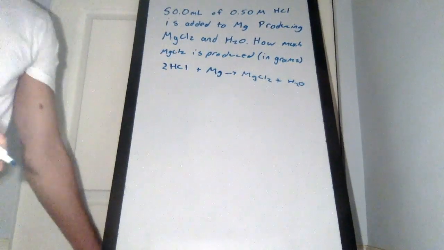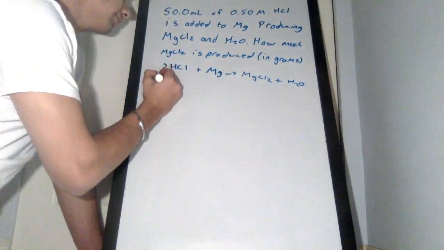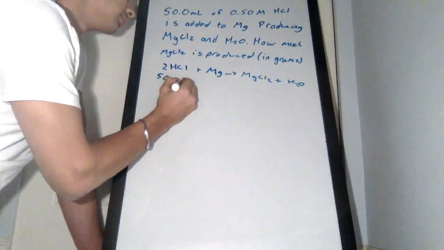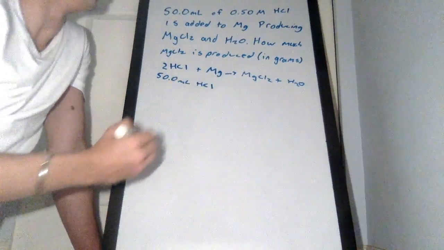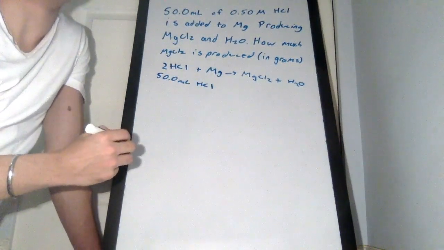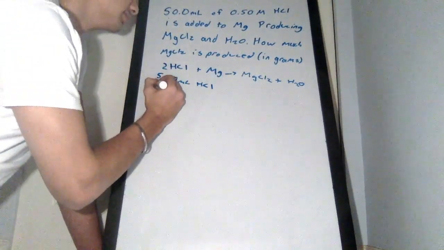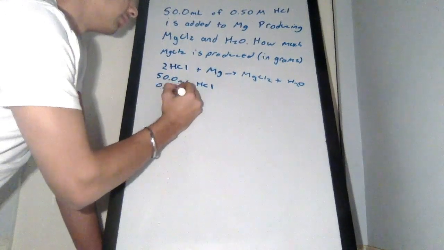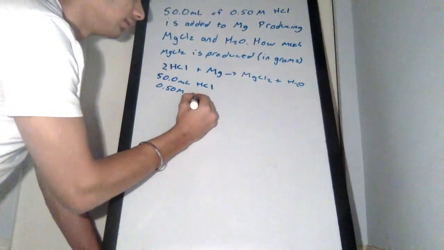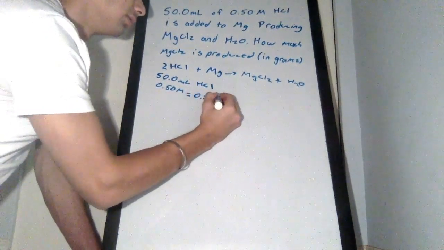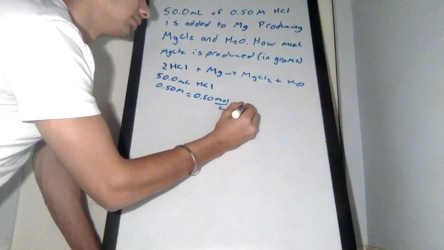All right, next up, we have to write down all of our values that we have. So we know we have 50 mils of HCl, and the molarity, otherwise known as concentration, of this HCl is 0.5 molar, or 0.5 moles per liter of HCl.